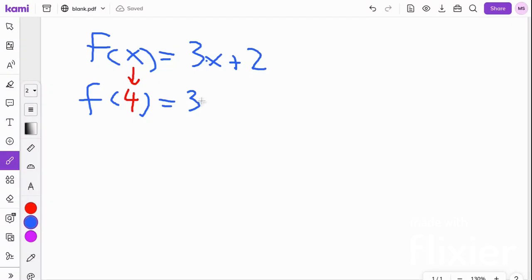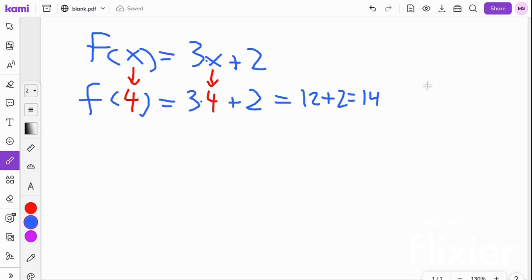And what that does for us, remember there's a hidden multiplication. 3x is really 3 times x. So now 3x becomes 3 times 4, because all we have to do with the function is replace the x's with that input value, which in this case is 4. When we do that, we get 3 times 4 plus 2, and then we simplify. 3 times 4 is 12. 12 plus 2 is 14. And that's how you plug a number into a function.